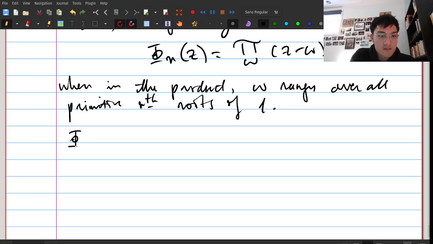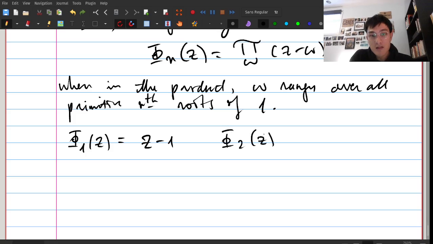So phi 1 of z is, well, there's only one primitive first root of unity, and that's 1, so it's z minus 1. Okay. Now, phi 2 of z: there are two second roots of unity, but one of them is 1, which we don't count because it's also a first root of unity. The other one is minus 1, so we have z minus minus 1, which is z plus 1.